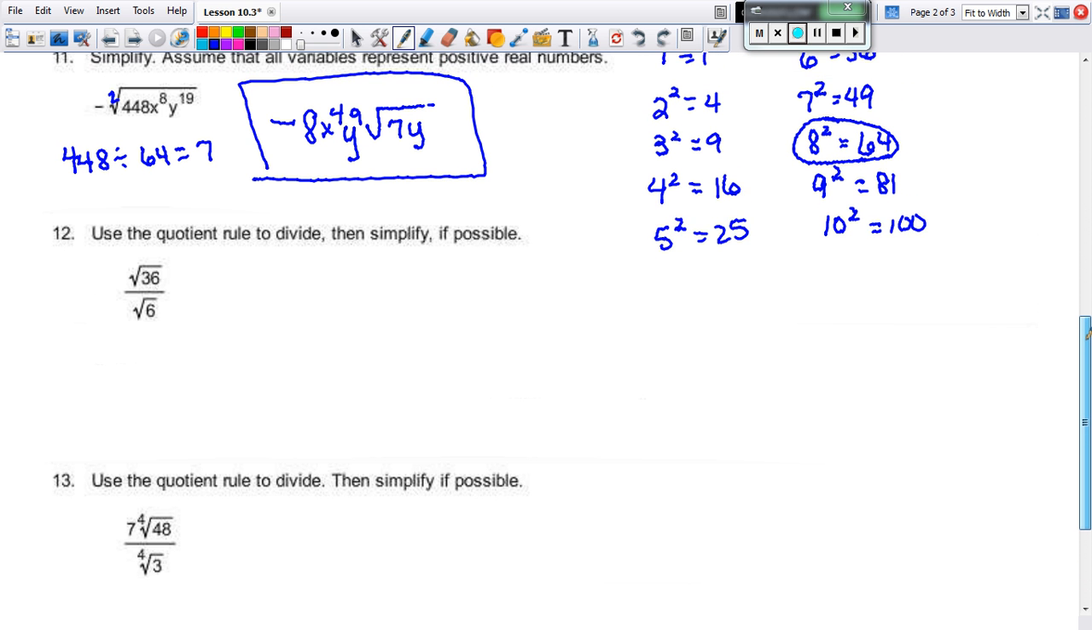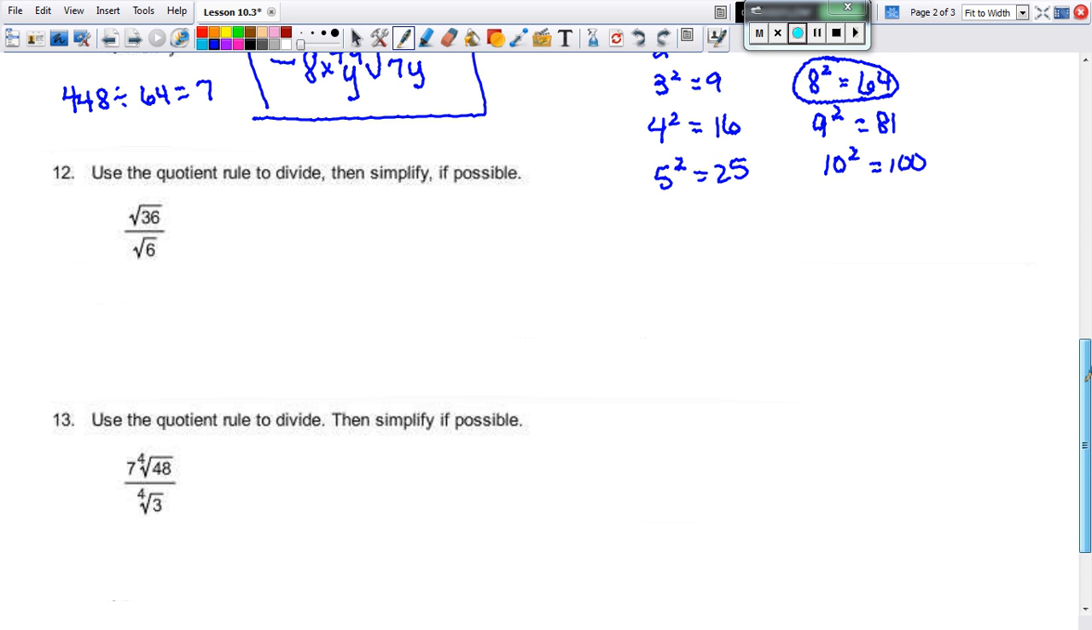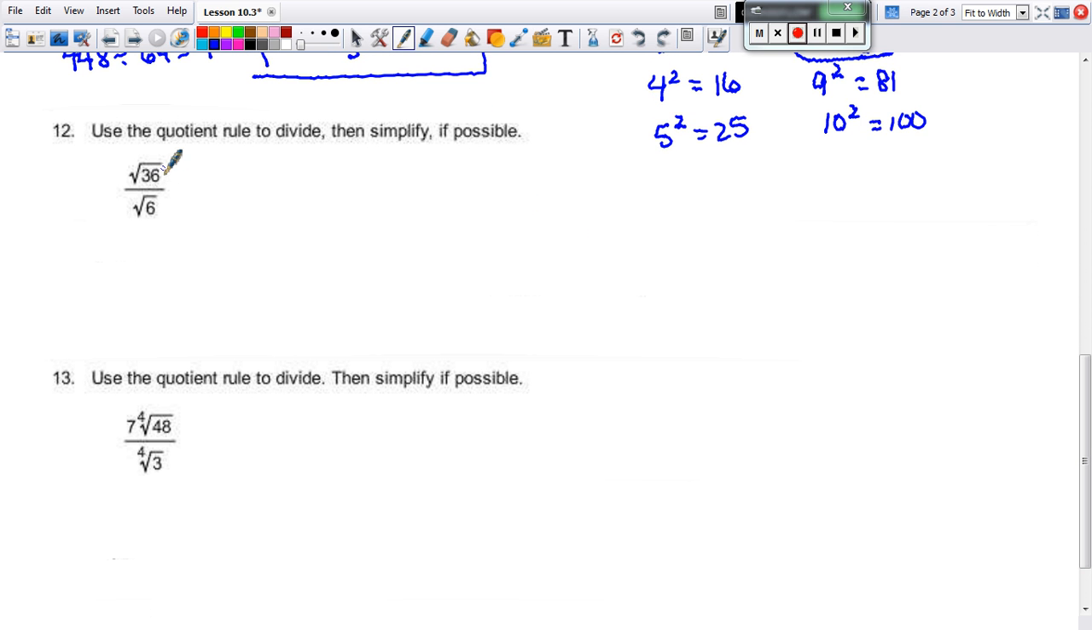Okay, on the next one, here's what I'd check. I see if 36 can divide into 6. So 36 divided by 6 is 6. So I write that as the square root of 6, and then I'm done. So always check, even if they've got the radicals, the fractions split apart, always check and see if that divides out evenly. Because if it does, you've got your answer.